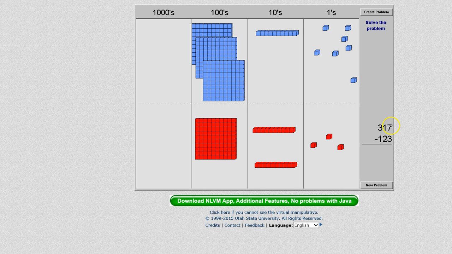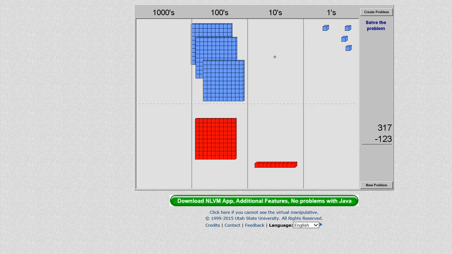First, thinking of the units, we have 8 blue units. We want to take away 3 red units. So I'm going to cancel these out. And my goal is to cancel out all the reds because this is what I'm taking away. And we have 8 minus 3 is 5. Now we're going to move on to the rods, or the tens place. So we cancel out 1 red rod, but notice we still have another red rod that we can't cancel out because there's no blue rods.